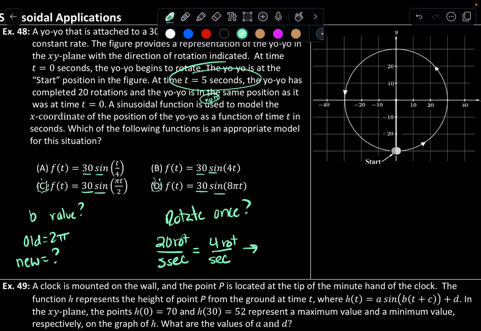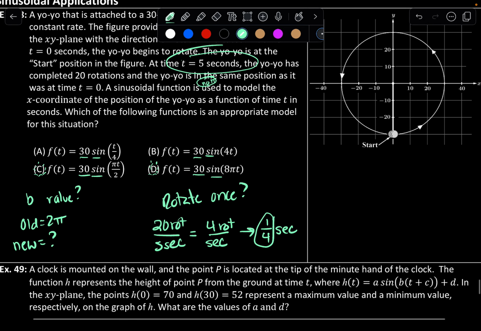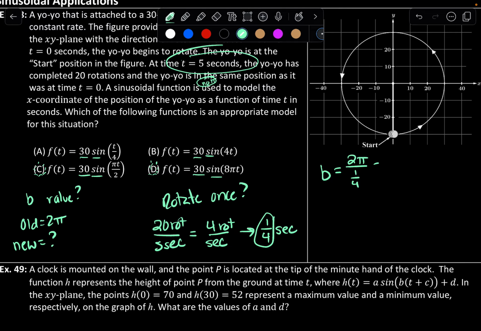Which means if I have 4 rotations in 1 second, I'm going to have one rotation be a fourth of a second. Because we have 1 second, there's going to be 4 rotations in 1 second, so each rotation takes a fourth of that second. So now we have our new period. So to find the b value, our old period will be its sine, so 2 pi. New period is 1/4.